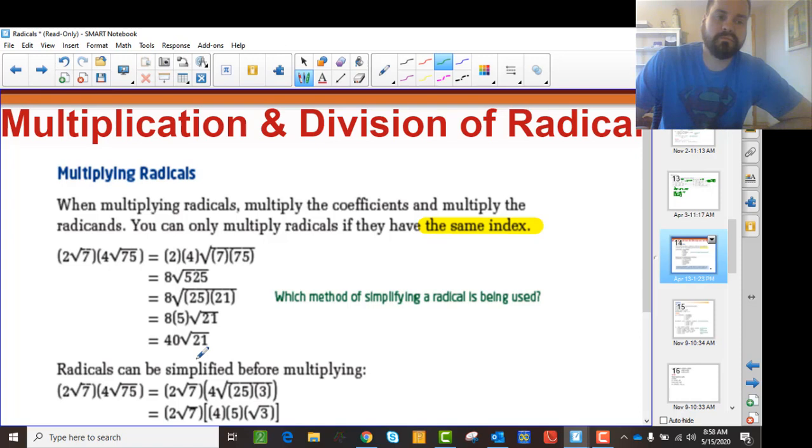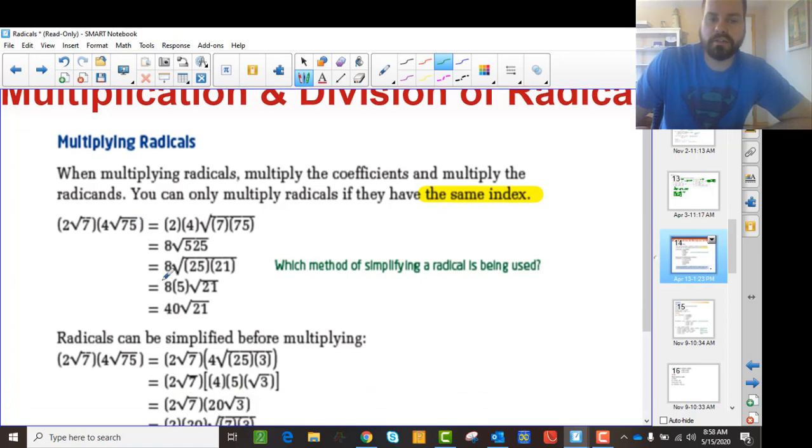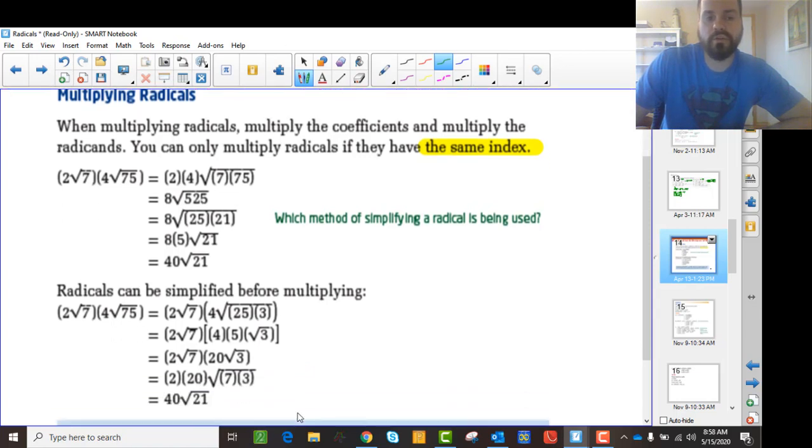Now the other option, which you'll see down here, is you can simplify the radical first. So you can notice that square root of 75 is actually the square root of 25 times 3, which gives you 5 root 3, which then becomes 4 times 5 is 20. So you get 2 root 7 times 20 root 3. And then when you multiply those, you don't have to simplify after the fact. So the difference is really where you want to simplify. Do you want to simplify before you multiply, or do you want to simplify after you multiply? Okay, but that's the idea of multiplication. Pretty straightforward.